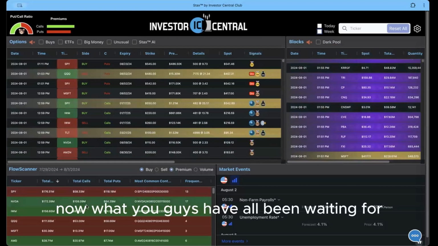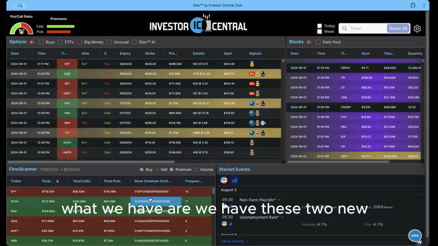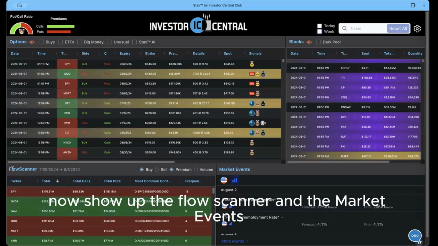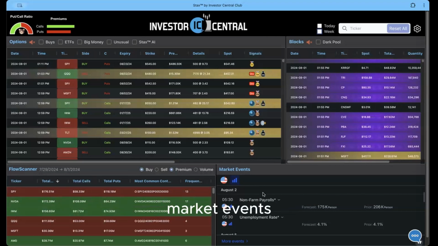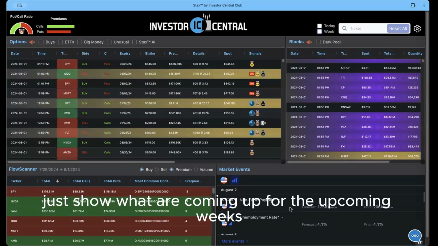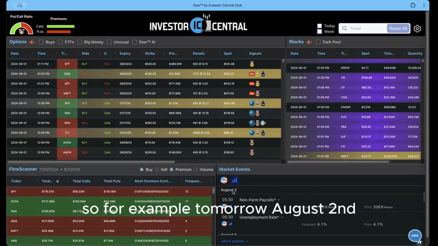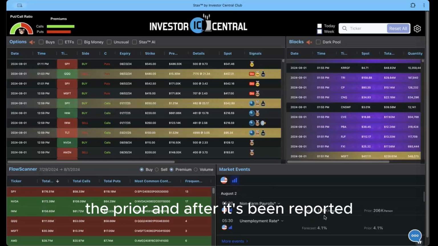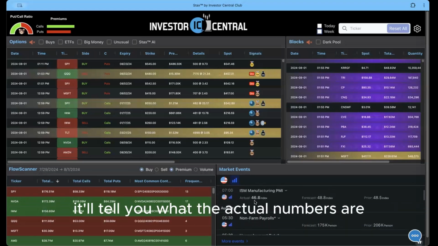Now, what you guys have all been waiting for. On the bottom, we have these two new boxes that now show up, the flow scanner and the market events. Market events just show what is coming up for the upcoming weeks. So for example, tomorrow, August 2nd, we have non-farm payrolls at 5:30, unemployment rate at 5:30.